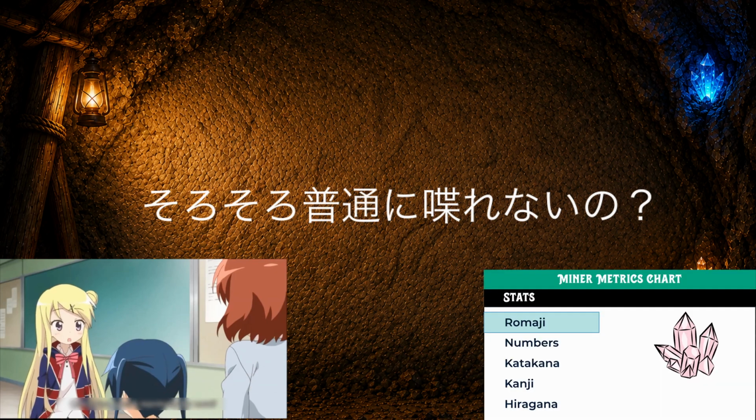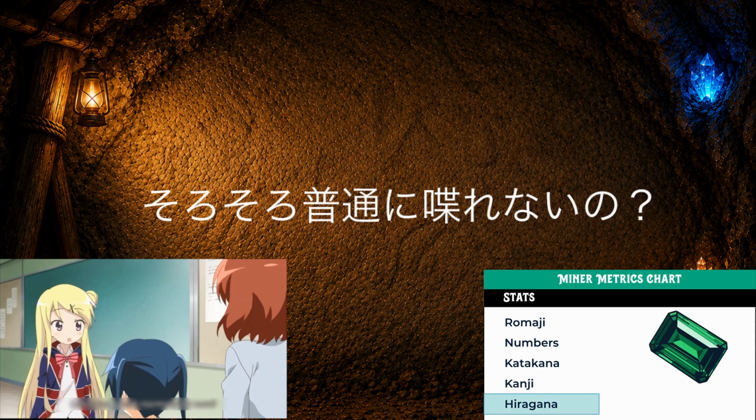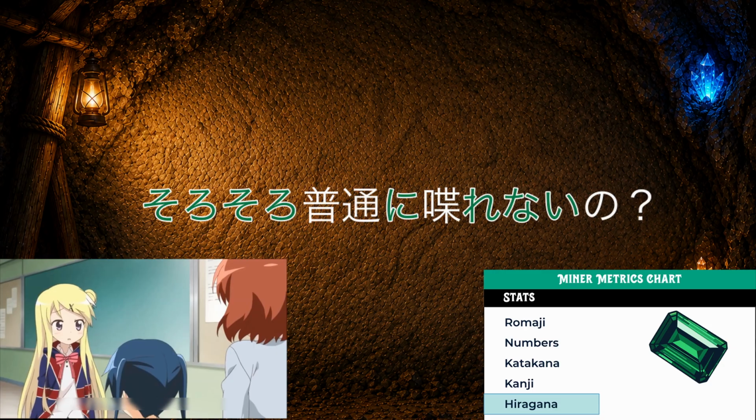No romaji, symbols, numbers, or katakana here. We saw shaberu already, and these kanji we heard are pronounced futsu. What hiragana do we have? Sorosoro, ni, renai, and no. What kinds of words are these? We have the same kanji as in the last sentence, but this time as a verb, identifiable by its nai ending.